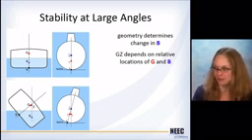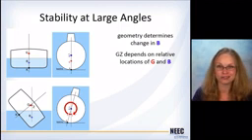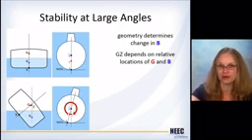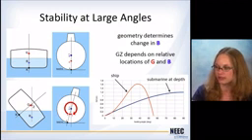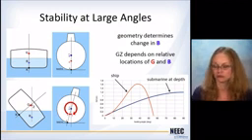GZ, then, depends on the relative locations of G and B. And in the submarine's case, G is essentially just going to go around in a circle. Picture it in your head, right? I don't have a good way to do a video, but just picture the submarine continuing to rotate, and G's just going to track out a circle. And that's reflected in the actual GZ curves for a regular surface ship and for a submarine at depth.